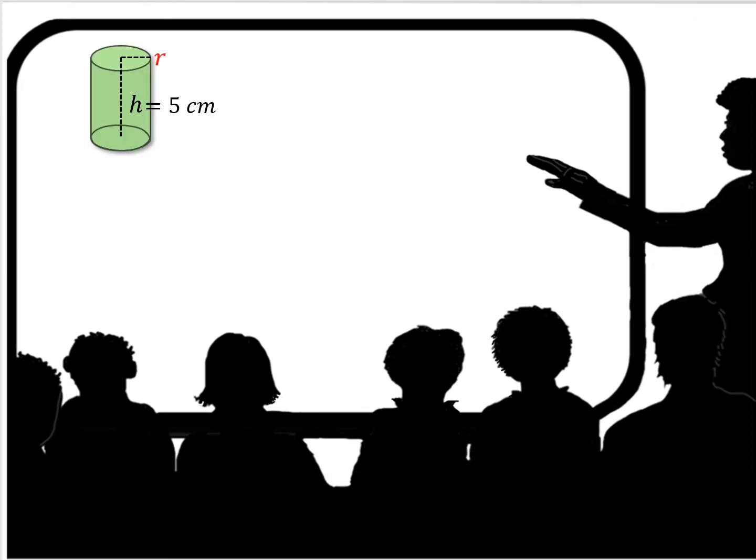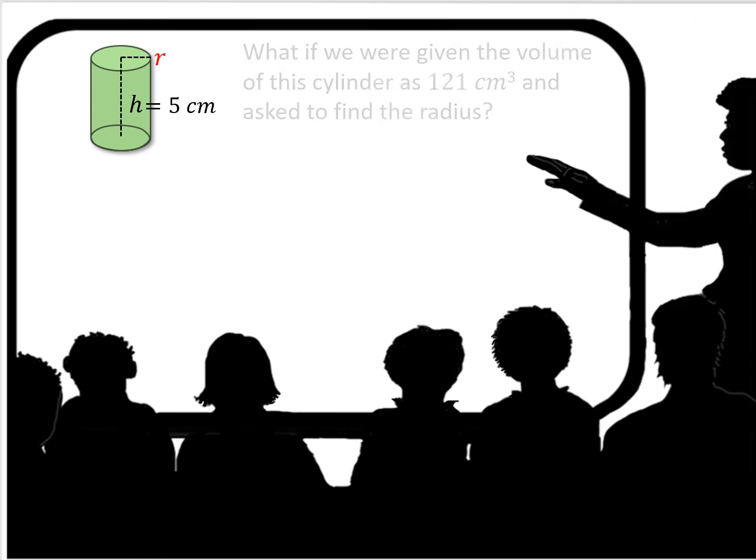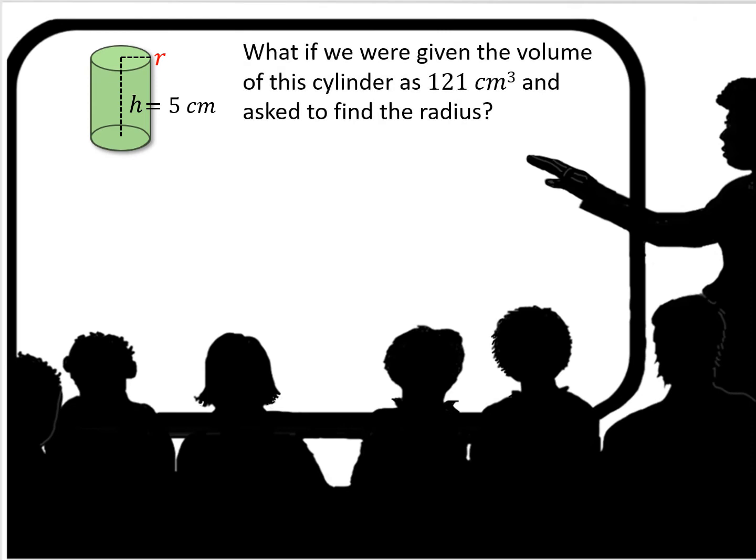Here we have a cylinder with an unknown radius, but we do know that the height is 5 centimeters. Now what if we were given the volume of this cylinder as 121 centimeters cubed and asked to find the radius? Well, we're going to use the same formula for volume for a cylinder, which is pi r squared h, and we're just going to plug in the values that we know.